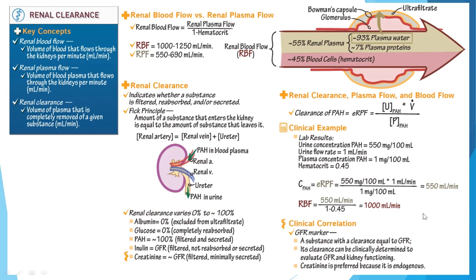So the clinical correlation is the GFR marker. A substance with a clearance equal to GFR may be used to calculate the GFR of the patient. Its clearance can be clinically determined to evaluate kidney functioning. Creatinine is preferred because it is endogenous, it is produced by the body itself. So if the patient has some hypersensitivity, or some contraindication where we cannot administer PAH, then we have to go for the creatinine. Otherwise, PAH or inulin is the best.